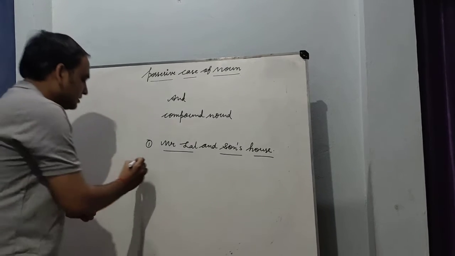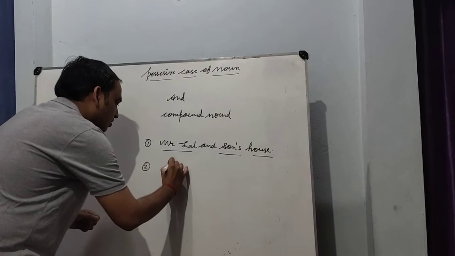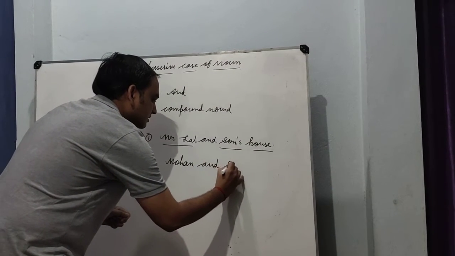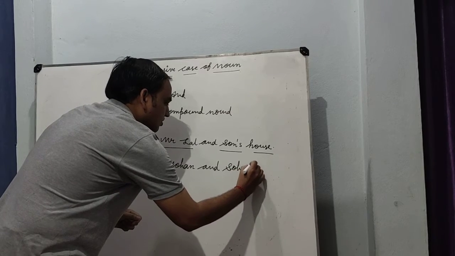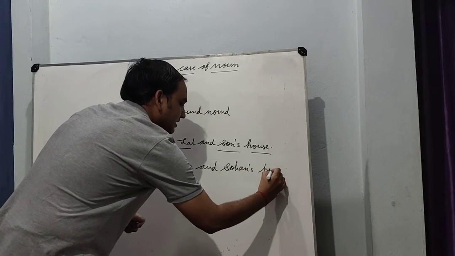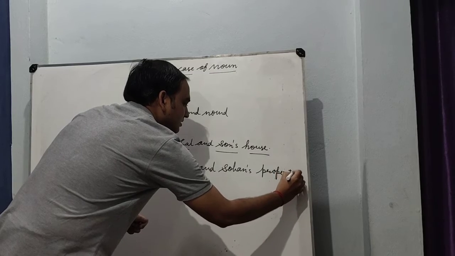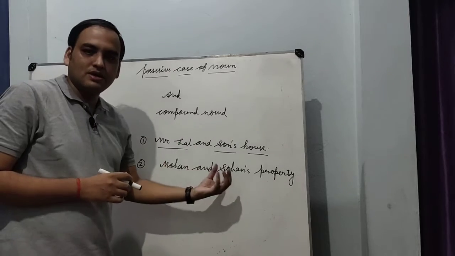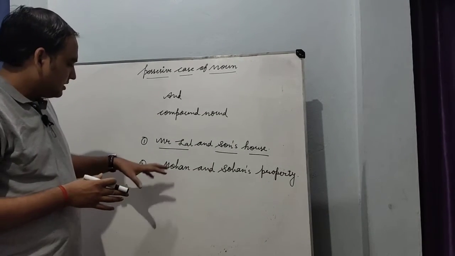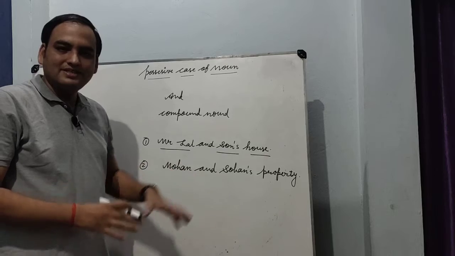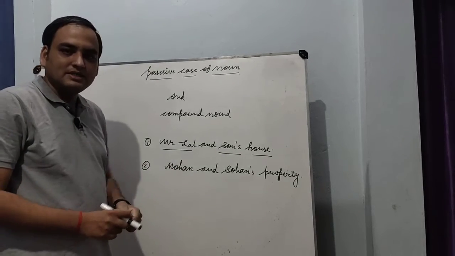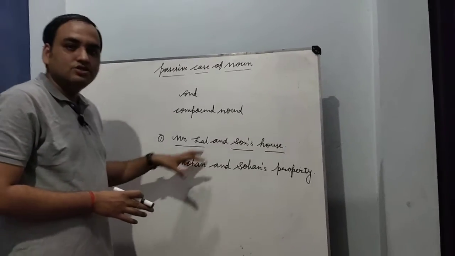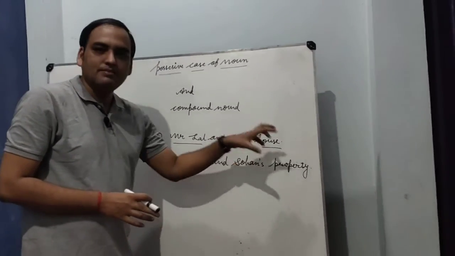Okay. Second, Mohan and Sohan's property. We are talking about the property that belongs to Mohan and Sohan. It is a joint possession for Mohan and Sohan. It means that we are talking about a property that belongs to Mohan and Sohan both. Here we can say that it shows the joint possession of Mohan and Sohan on a property.